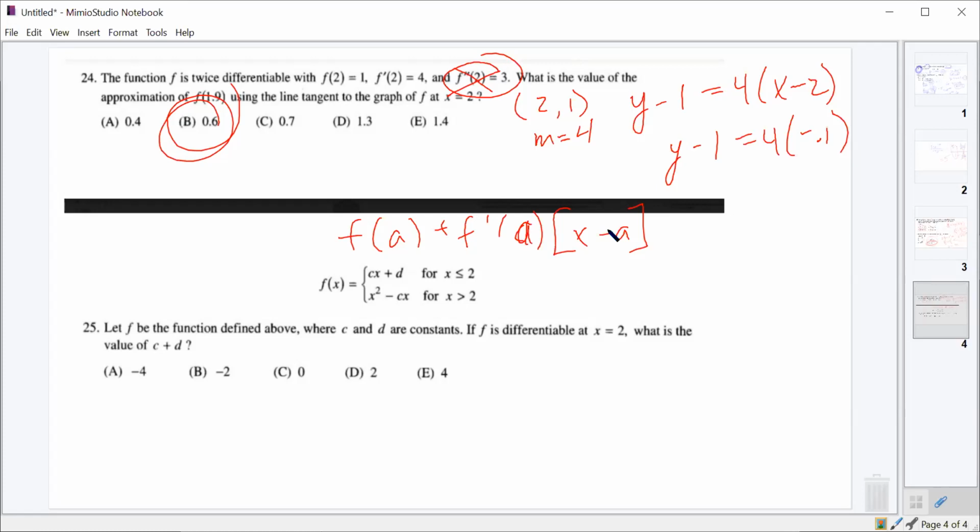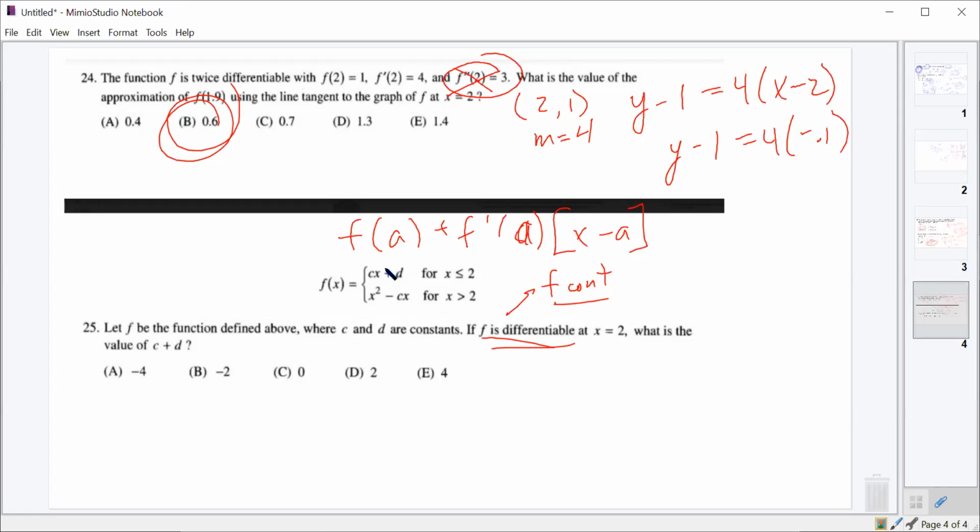So we've got: let f be the function defined where c and d are constants. If f is differentiable at 2, what is the value of c plus d? So two things to note. One is that if f is differentiable, that also tells us that f is continuous. In order to figure out the values of c and d, to figure out what c plus d is, we're going to have to write a system of equations probably. So we're going to use the fact that it's continuous and the fact that it's differentiable to help us do that.